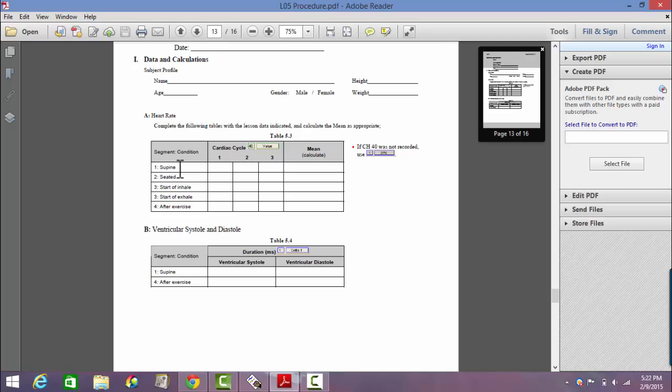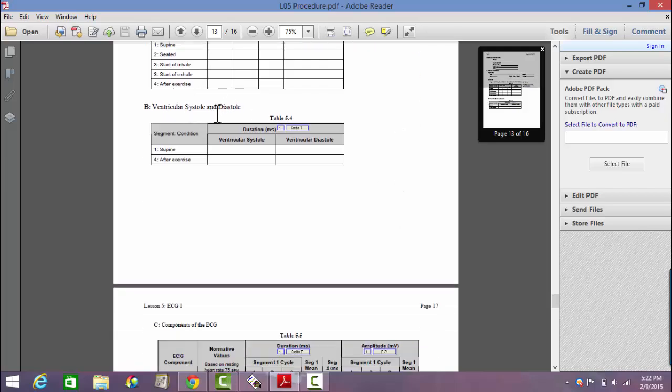What they want you to do is take the heart rate in five different places. The first one is the supine segment, so they're calling each of the different exercises segments. We didn't do supine, so we'll put in seated here, and we'll take the measurements from segment one, which was seated, segment two was seated, segment three. We can just choose three different spots to do start of inhale, start of exhale, and then after exercise. And then we want to measure the ventricular systole and diastole the way I showed you. And we're going to measure that seated, not supine, and after exercise.